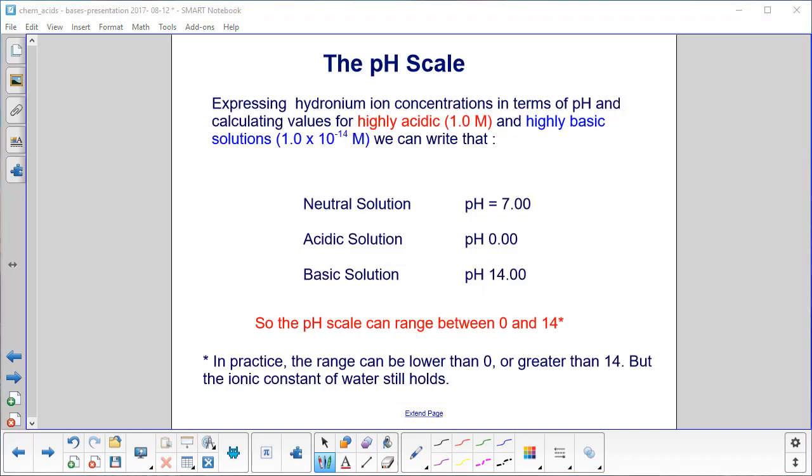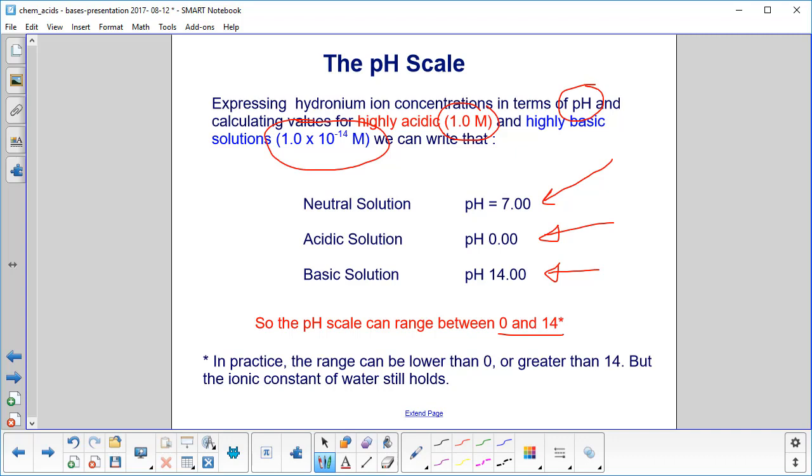Let's go to both extremes of hydronium ion concentrations to see what we get. We're going to calculate the pH for highly acidic, 1.0 molar, and highly basic. So go ahead, use the equation from the previous page, plug that into your calculator, and what do you have? There's your neutral solution from the last slide. Mostly acidic, you get 0.00, and highly basic, you get 14.00. So the pH scale ranges between 0 and 14.